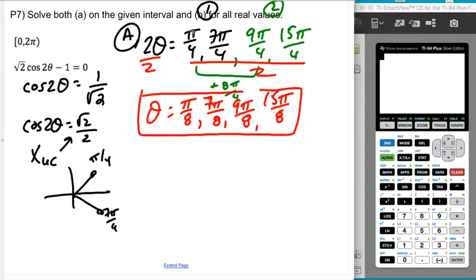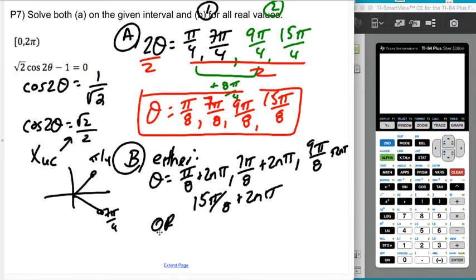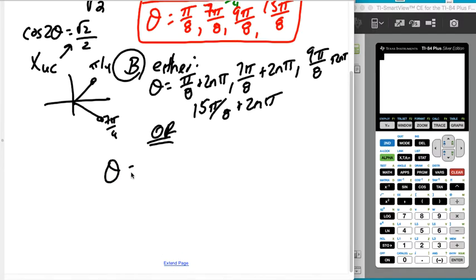And then for B, there are 2 ways to do the answer. You could either list all of the A answers and just add 2n pi, so pi over 8 plus 2n pi, 7 pi over 8 plus 2n pi, 9 pi over 8 plus 2n pi, and 15 pi over 8 plus 2n pi. That's fine. Or you could say, wait a second, I get that 2 theta was this value plus 2n pi, and this value plus 2n pi.